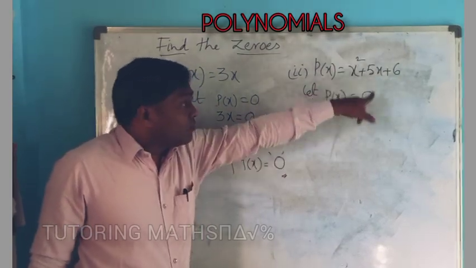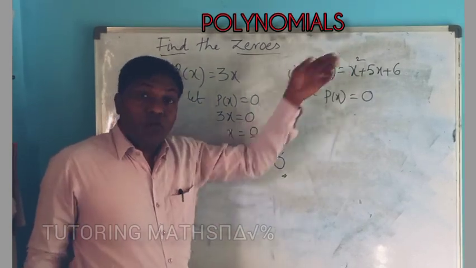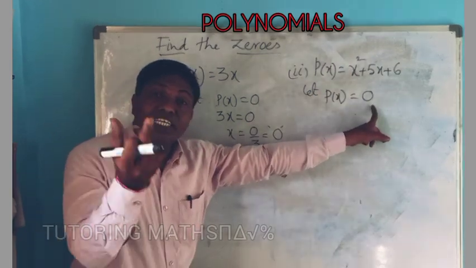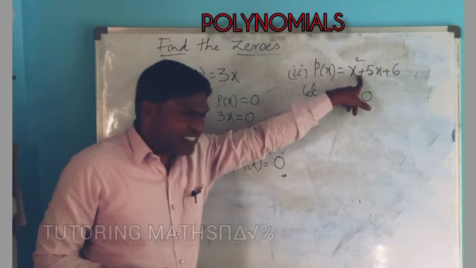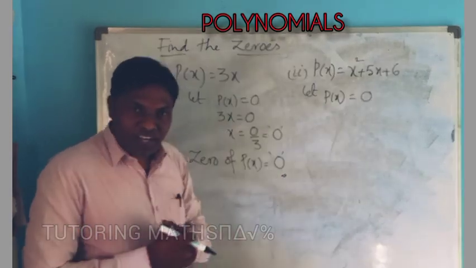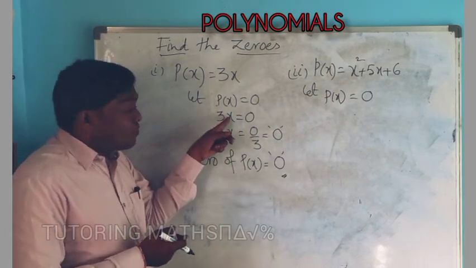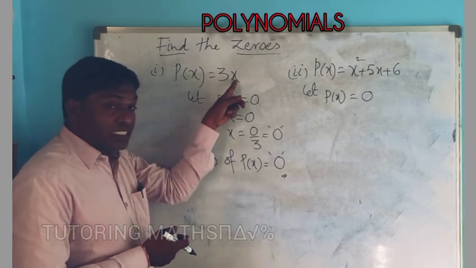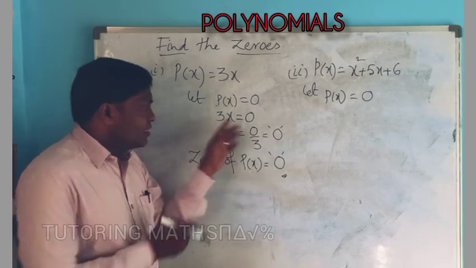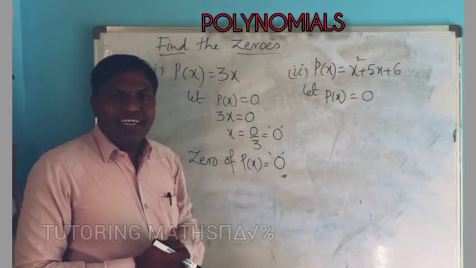If you want to get the 0 of this polynomial, first of all you have to check for what value of x this whole polynomial gives 0 result. For what value of x does the whole polynomial give 0 result, that we are going to find. Here also, see the previous question. When x is equal to 0, then this polynomial equals 0. Therefore, that x value is called the 0 of the polynomial.